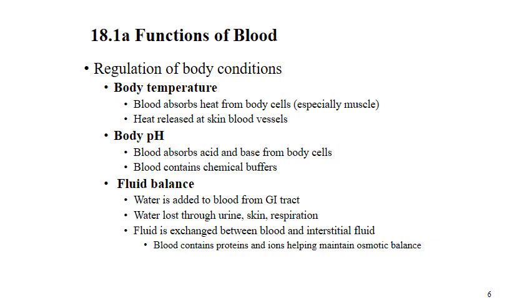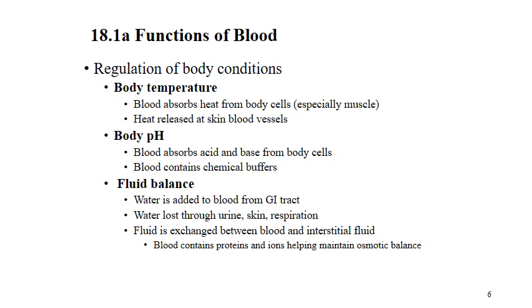So another piece of the function of blood is regulation of body conditions. So the first one, of course, is the body temperature. Our blood absorbs heat from body cells, especially muscle, and then the heat is released at skin blood vessels, hence why we have vasodilation and vasoconstriction, depending on if we're too hot or too cold within the dermis.